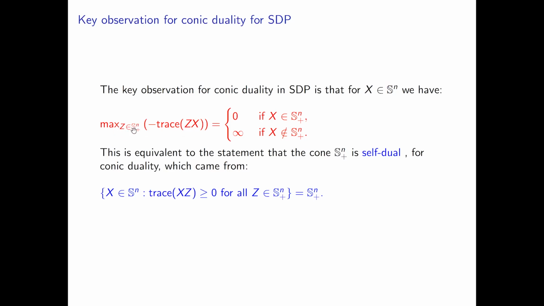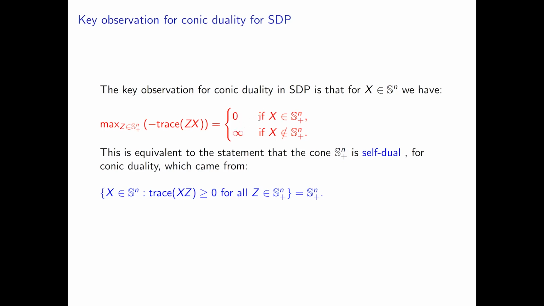Because Z is only allowed to range over positive semi-definite matrices, the trace of Z times X will always be non-negative. So you're trying to maximize its negative, and the best you can do is make Z equal to 0. So you'll get 0. On the other hand, if X is not positive semi-definite, you'll be able to find some direction to move in the Z space so that the value goes to infinity, because you'll be able to make the trace as negative as you like. This is sort of equivalent.